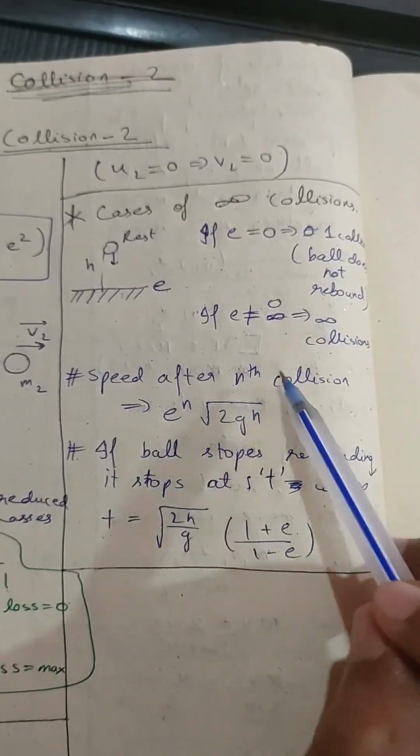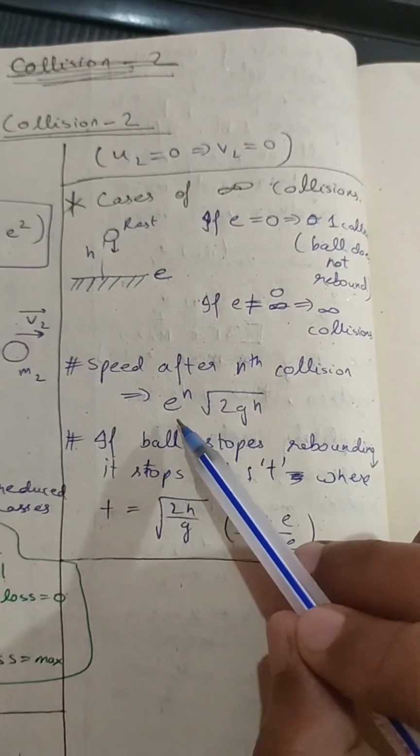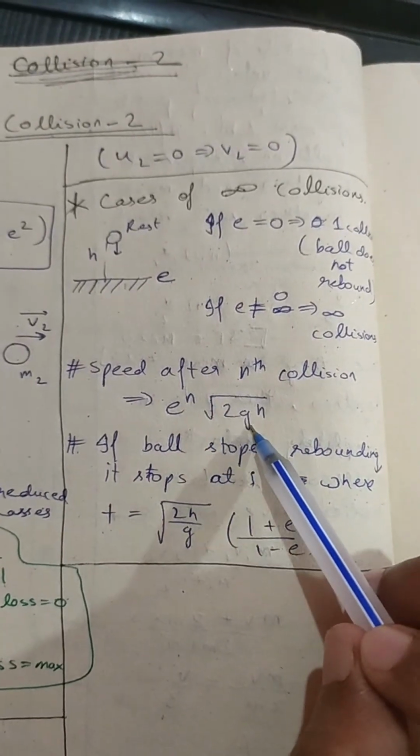Speed after the nth collision, since there is a large number of collisions, will be equal to e to the power n times under root 2gh.